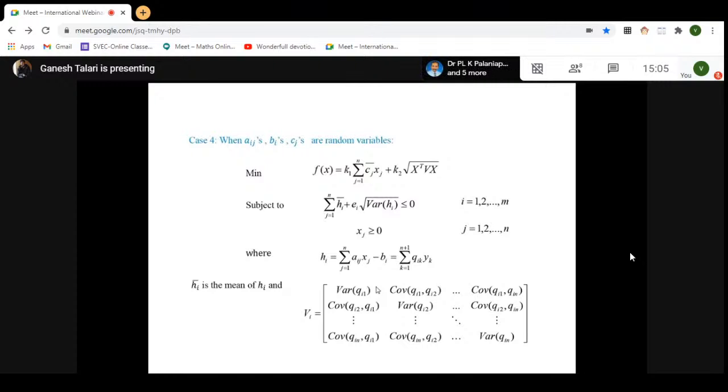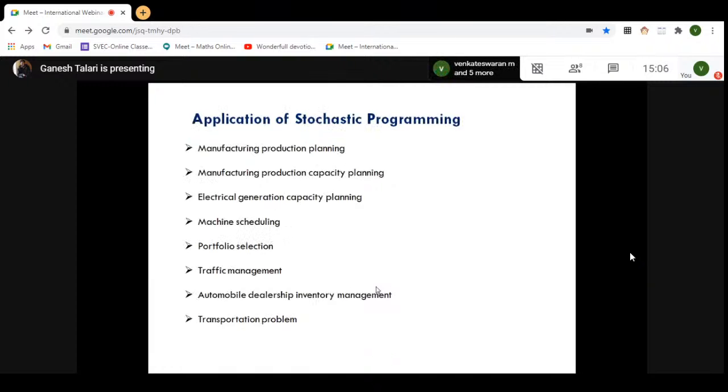I hope you remember that in nonlinear programming, if either the objective function or any one of the constraints is of nonlinear form, then the entire programming problem is a nonlinear programming problem. In a similar way, if either the objective function or any one of the constraints is probabilistic, or maybe a parameter is uncertain, then it is simply a stochastic programming problem. So there are so many applications of stochastic programming.